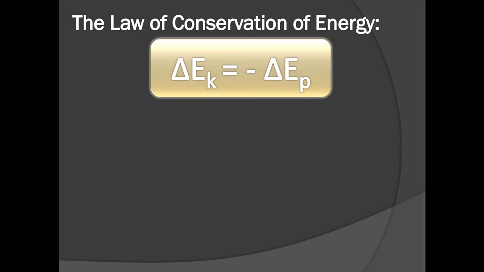So the law of conservation of energy, again, your first law of thermodynamics, states that the change in kinetic energy equals the negative change in potential energy. So this means that if you have a positive change in kinetic energy, you're going to have a loss in potential energy. Or if you move this negative to the other side, that means that any gain in potential energy is going to equal a loss in kinetic energy. And if you move both of these to one side, the sum of changes in energy should equal 0.